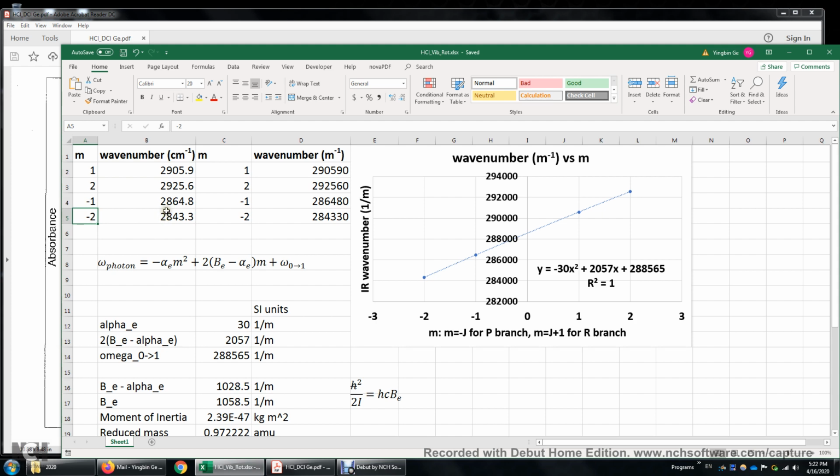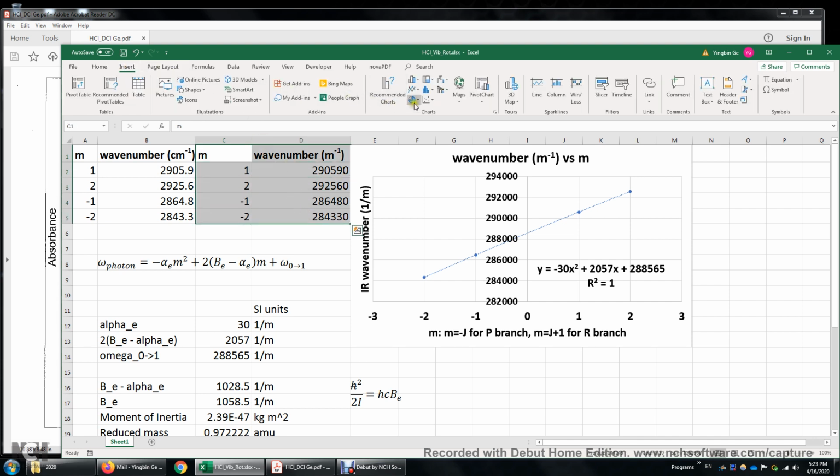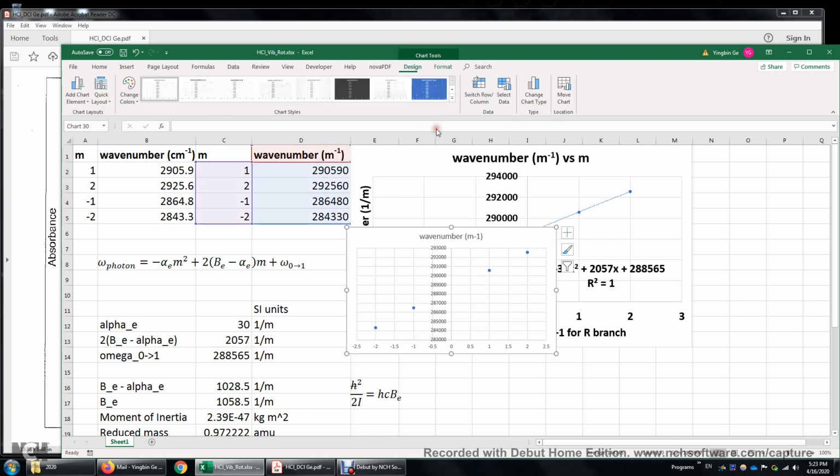For convenience, let's convert these wave numbers to the SI units. Again, the meter is the SI unit of length. 1 inverse centimeter is equal to 100 inverse meter. Therefore, I have this number equal to the value in the B2 cell times 100. And then we select these data points, click Insert, and look at the chart, and we get scattered data. 1, 2, 3, 4 data points.